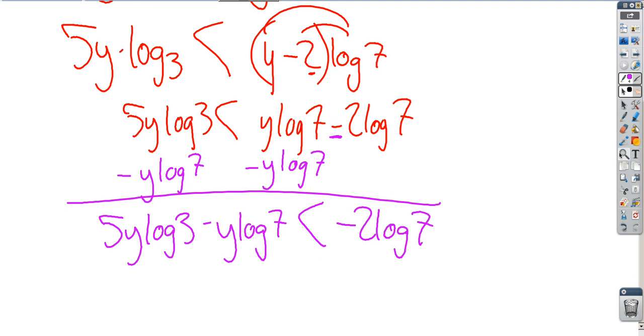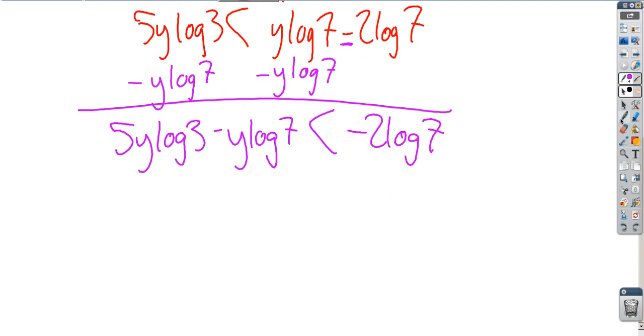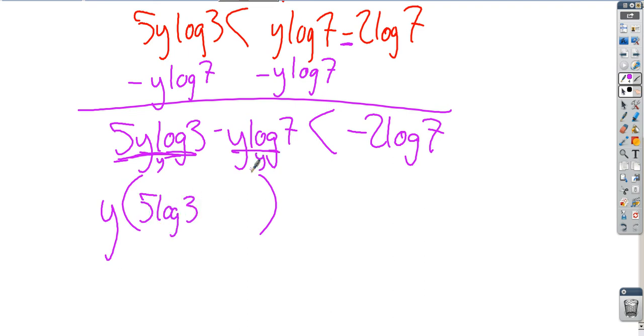Now these have a common factor. You don't have to do it this way. You could plug 5 times log 3 and log 7 into a calculator and do it that way if you prefer. But another way you could do this is these both have a y in them, so let's pull out a y. If you pull out a y from this term right here, you would get 5 log of 3. Pull out a y from this term, you would get log of 7. And then we have this term right here.